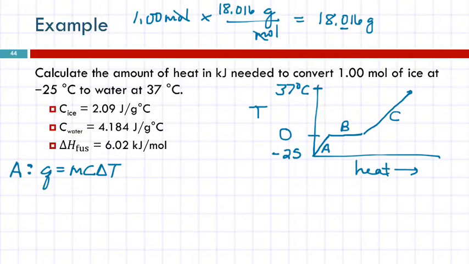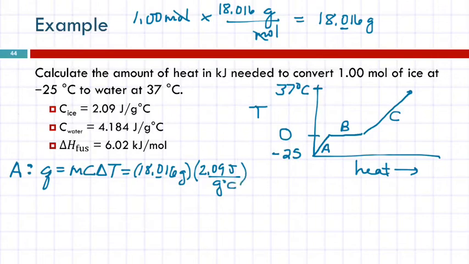So Q equals MC delta T. So Q for that section is going to be the mass of the water times the specific heat capacity. So here I have for ice and for water. This is the liquid, this is the solid. In this section, I have solid water, ice, heating up. So I need to use C for the ice. 2.09 joules per gram degrees Celsius.